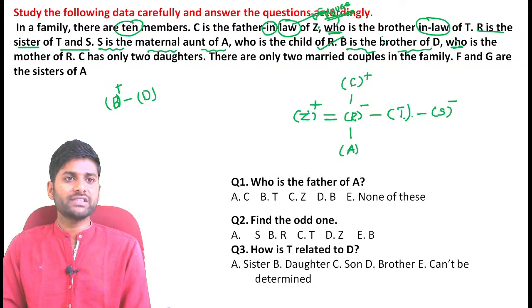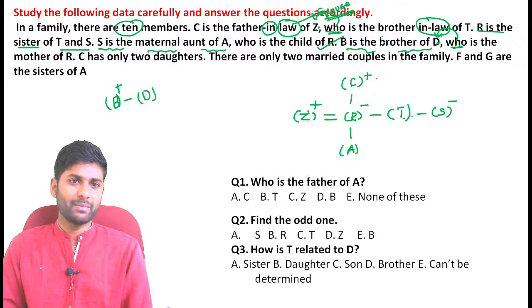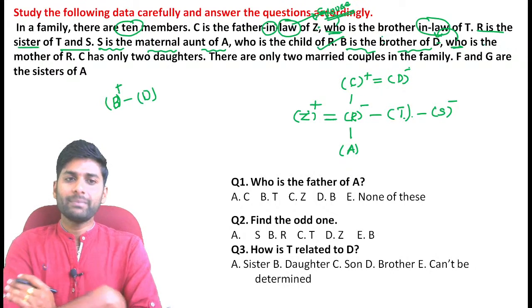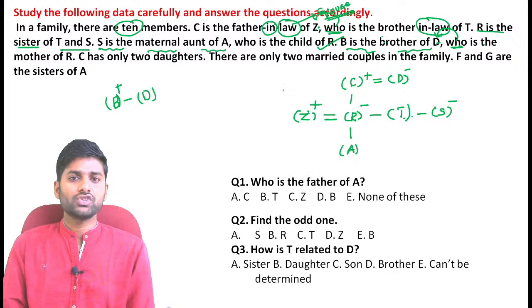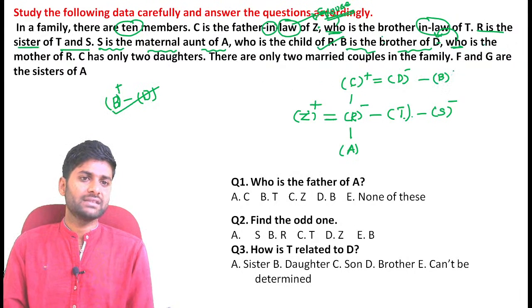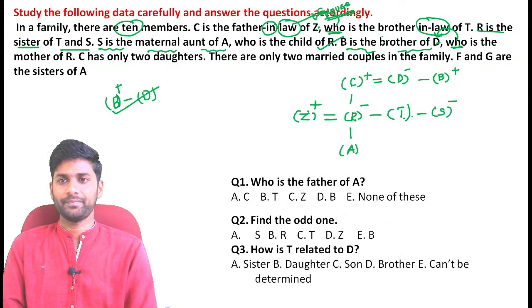Next, who is always represented by the previous term? D is the mother of R. D is the mother of R means definitely C and D are a married couple. And how am I confirmed of that? Clearly mentioned that D is the mother of R. So we already know the statement: B is the brother of D. So this is the diagram.